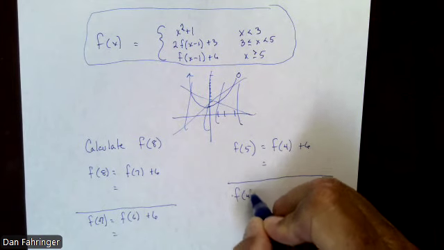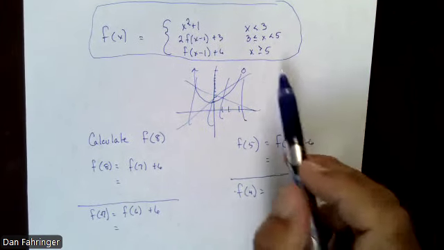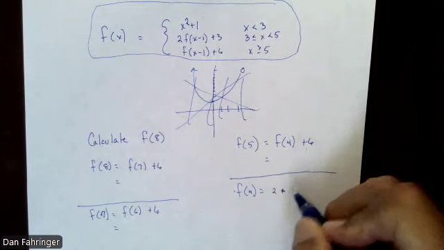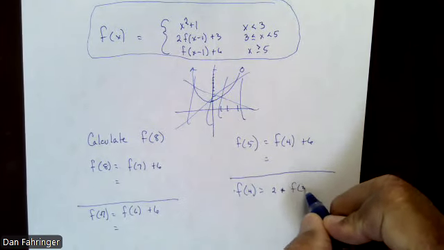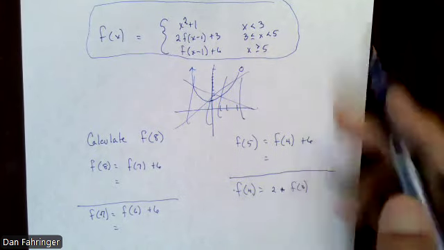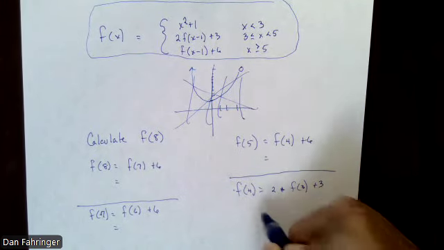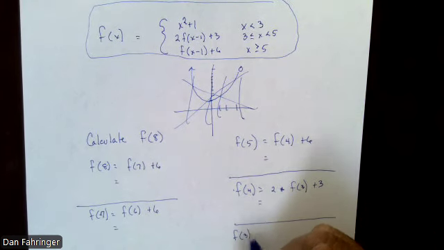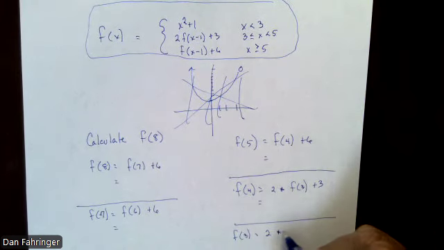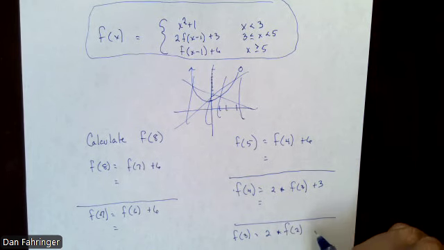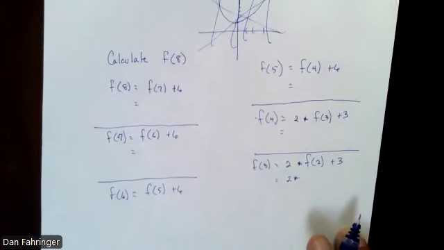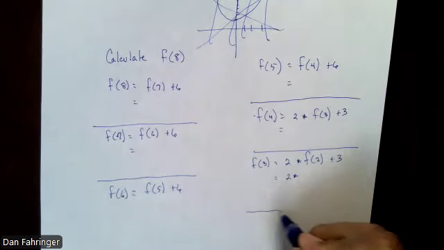What is f of 4? According to this, it becomes 2 times f of 3 plus 3. Well, I guess I have to go figure f of 3. That's going to be 2 times f of 2 plus 3. Now I need f of 2.